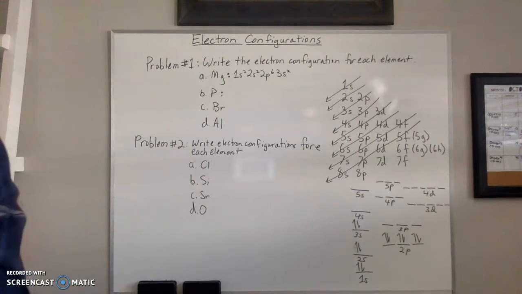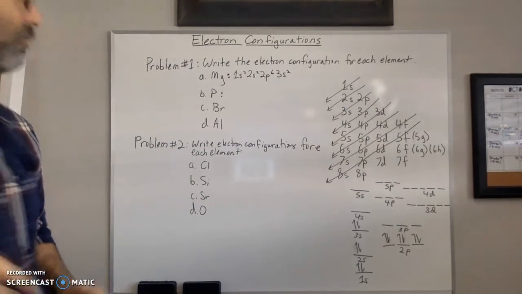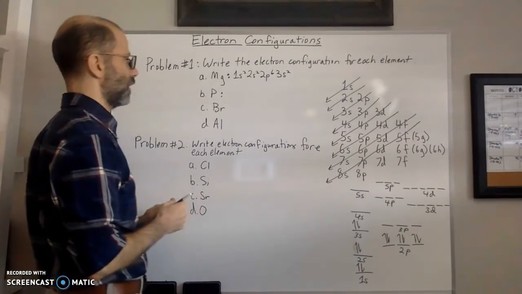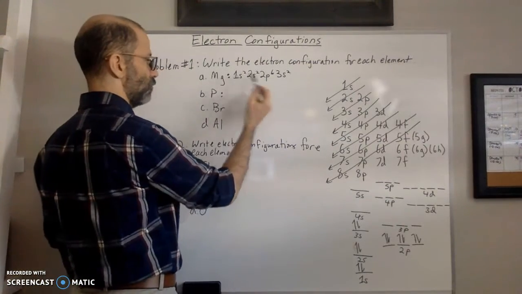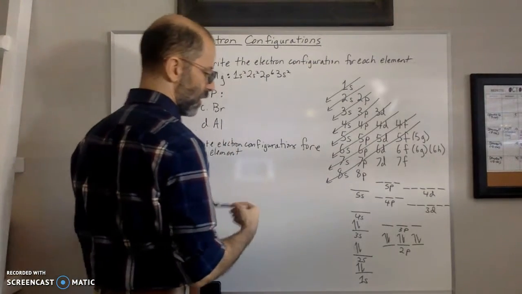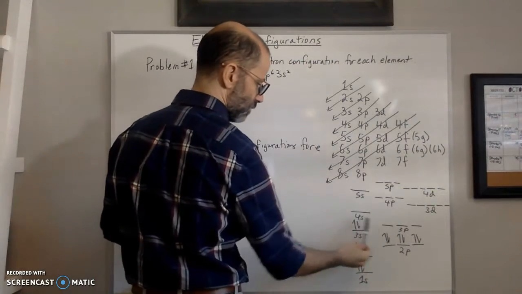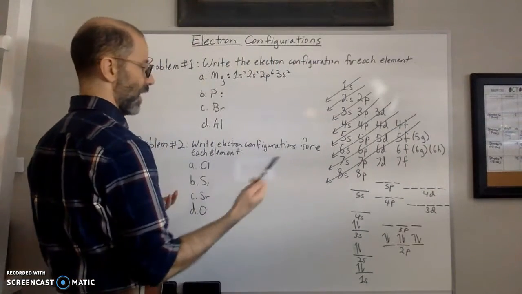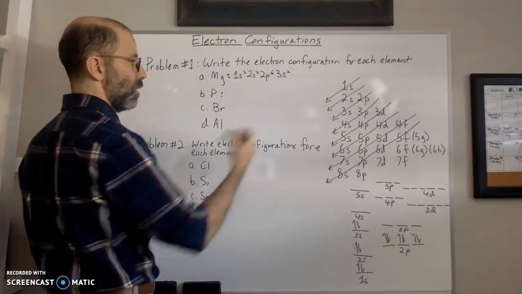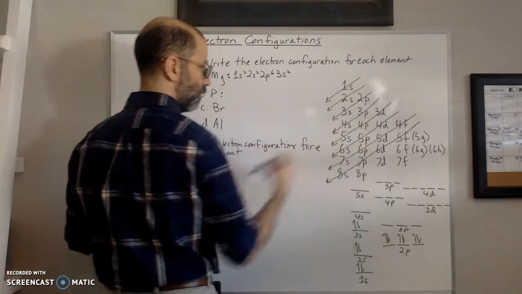Okay, so what about phosphorus? How many electrons or protons does phosphorus have? Phosphorus has 15 protons and 15 electrons. So instead of 12, we're going to have 15. So we would fill this in again, right? And then we would just add 3 more electrons. But let's do it this way for this one.